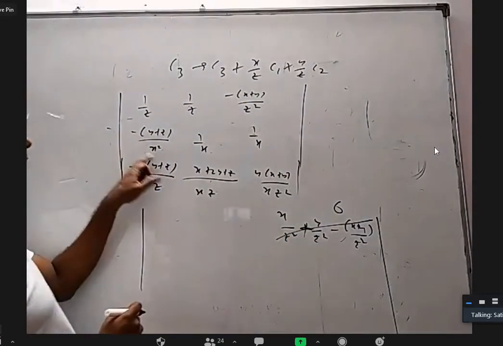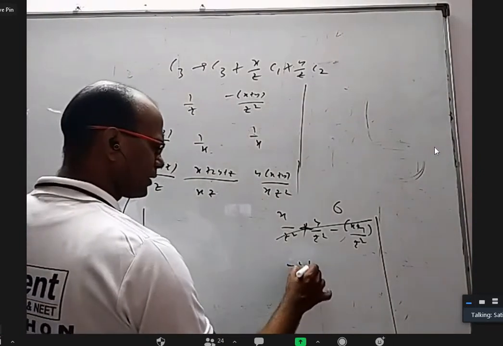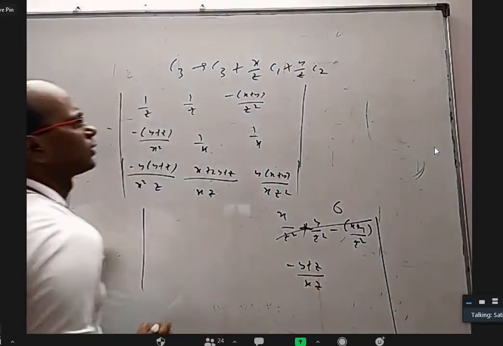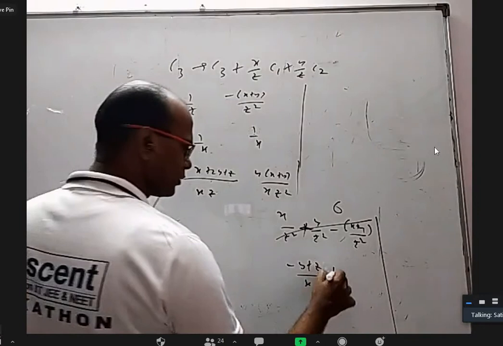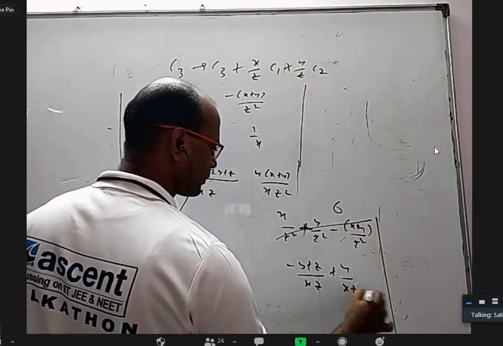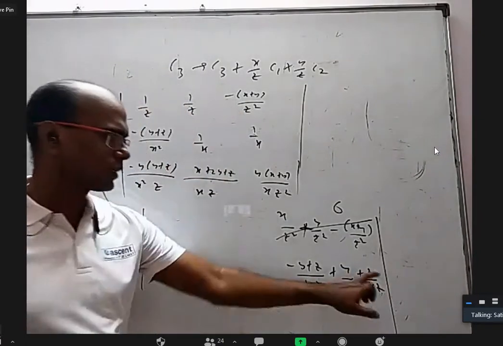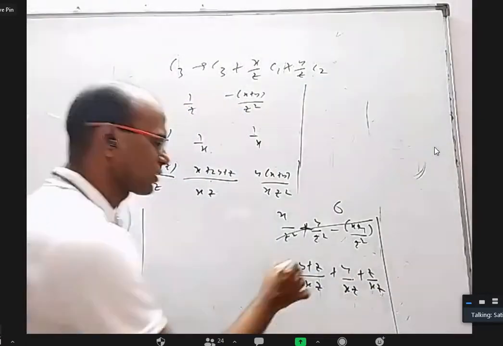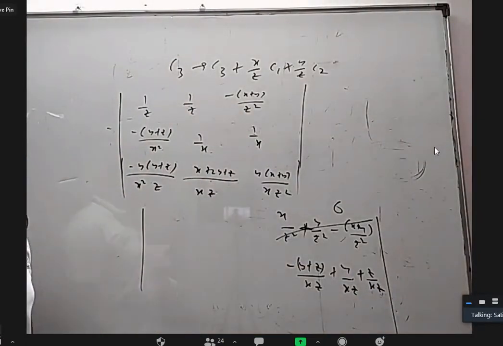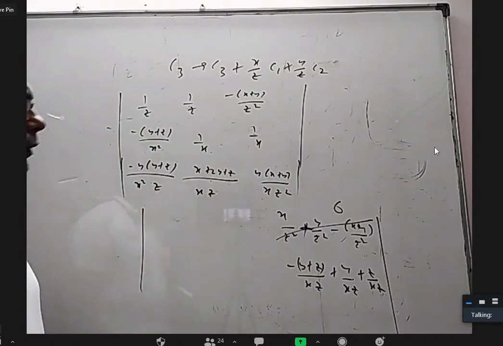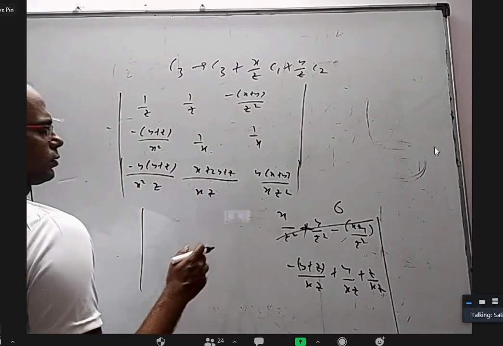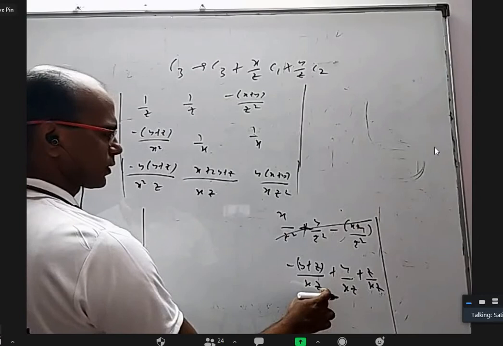When I multiply x by z, one x will cancel. Minus y plus z by xz. This is when I multiply yz plus y by xz. 1 by x, I can write z by xz. You can see yz minus y plus z will get cancelled. Am I right? Yes, sir. Next, so this became 0, this became 0 also.